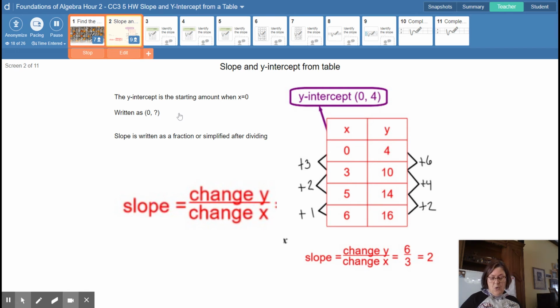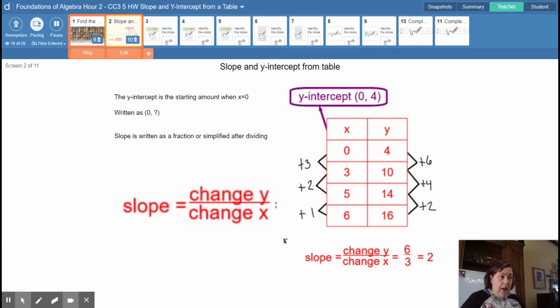So again, we're going to continue our conversation and discussion about slope and y-intercept. If you think back to what we talked about on Tuesday, we talked about slope and y-intercept from a graph. For slope, we made a triangle and then we counted either up or down, that's the rise. If we counted up, that number was positive. If we counted down, that number was negative. Okay, and then we went side to side. That number is what we call the run. If we went to the right, it was positive. If we went to the left, it was negative.